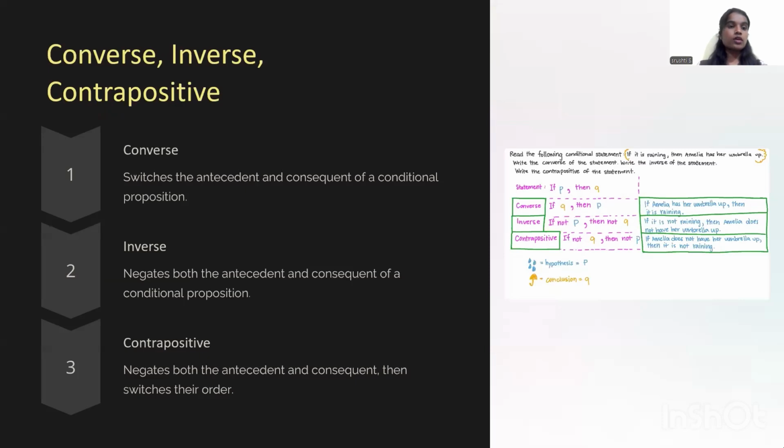Converse, inverse, and the contrapositive. Here we have three types. The converse switches the antecedent and the consequent of a conditional proposition. The inverse negates both the antecedent and the consequent of a conditional proposition. The contrapositive negates both the antecedent and consequent, then switches their order.